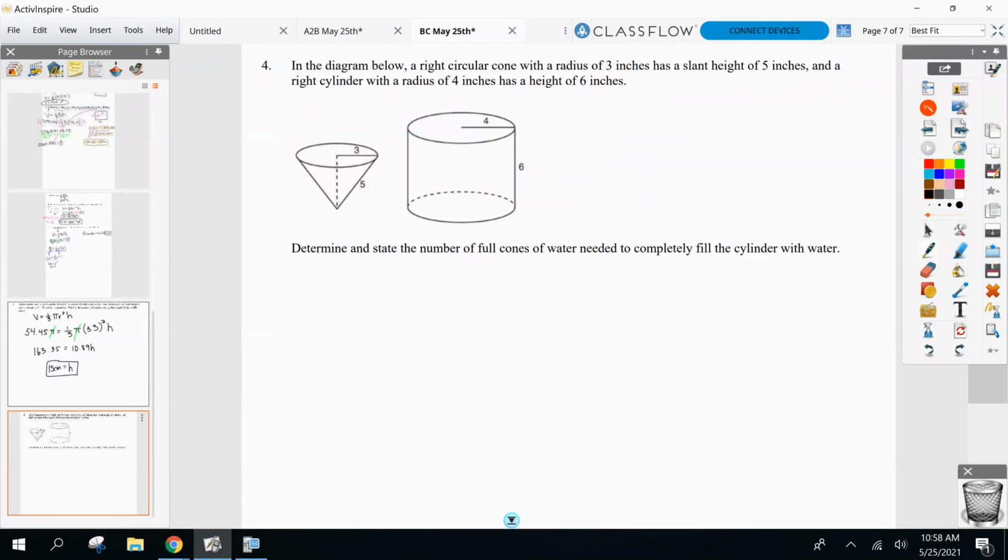I'm going to leave you to this one on your own as well. All right. How many completely full cups can I use to fill that cylinder up? And I know I'm dealing with volume, not because it's the volume day, but I am filling it up inside, not painting it. Mr. Colino, yes, 5 is the slant height.